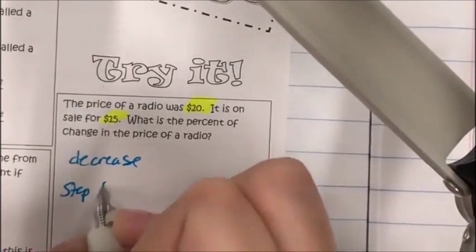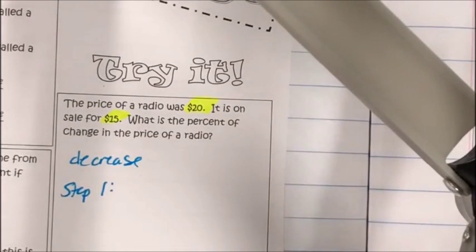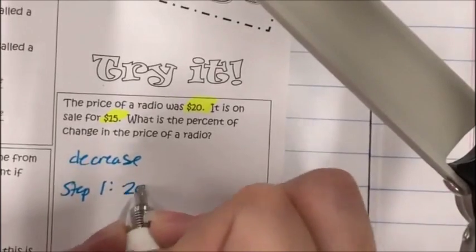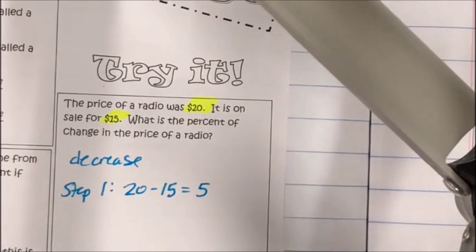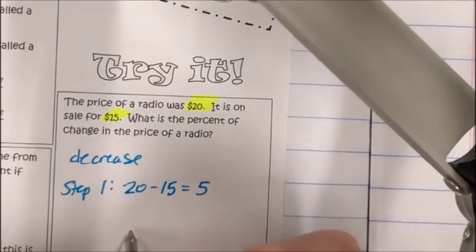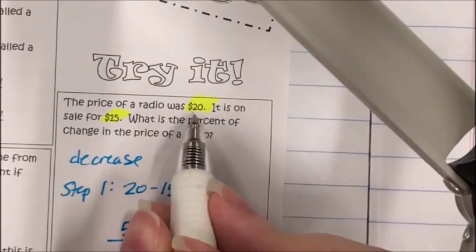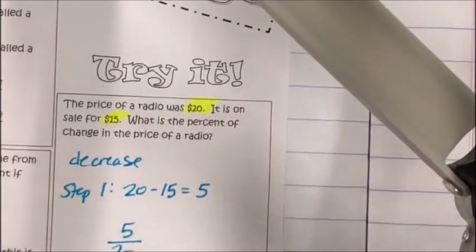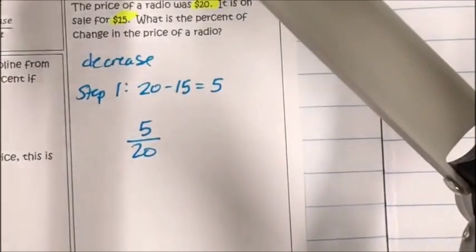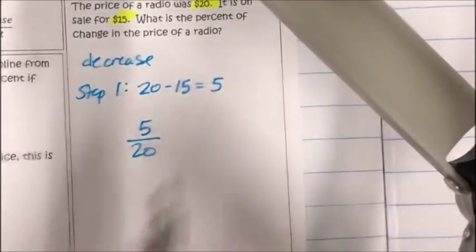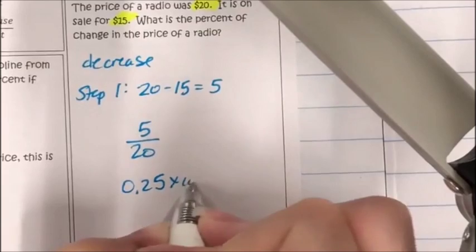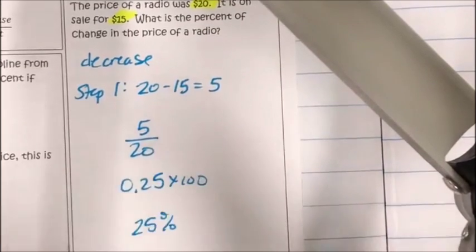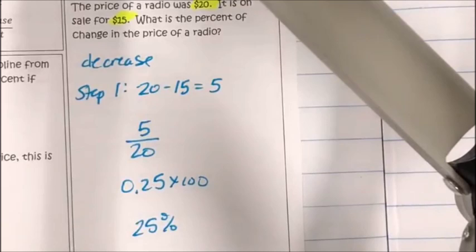So step one, I have to find the amount of decrease. So I take my prices and I subtract them. 20 minus 15 equals 5. Okay, now I'm going to take that over my original price. 5 over my original price was 20, so 5 over 20. Now I divide. 5 divided by 20 is 0.25, which I then multiply by 100, which gives me 25%. So the price of the radio decreased by 25%.